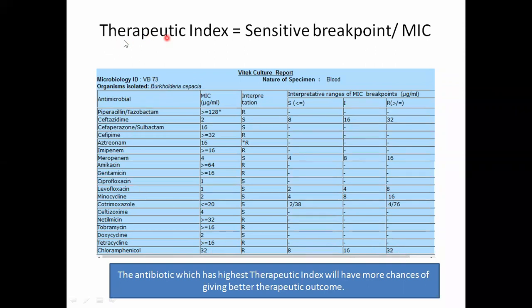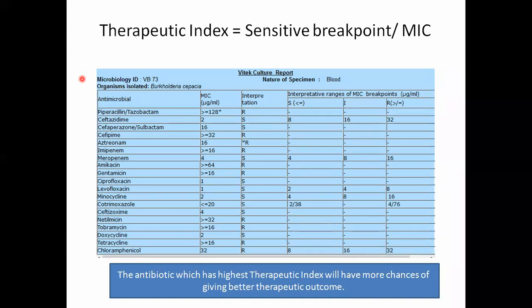Can someone tell, based on this therapeutic index, what is the antibiotic of choice I'm going to take here? You have 4, 5, 6 antibiotics which are sensitive. So among the 6 antibiotics, what antibiotic do I have to choose here? Ceftazidime, based on your therapeutic index. Ceftazidime. How did you tell?